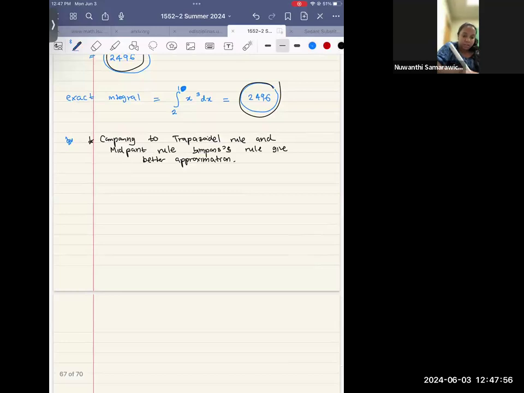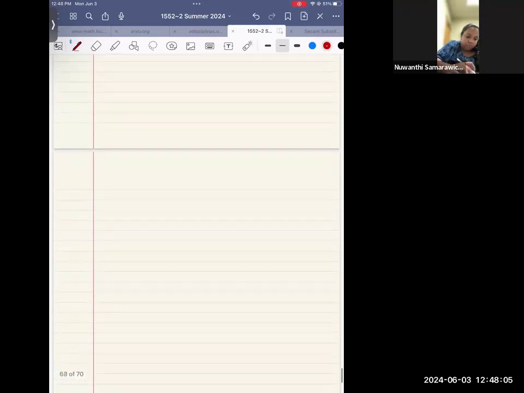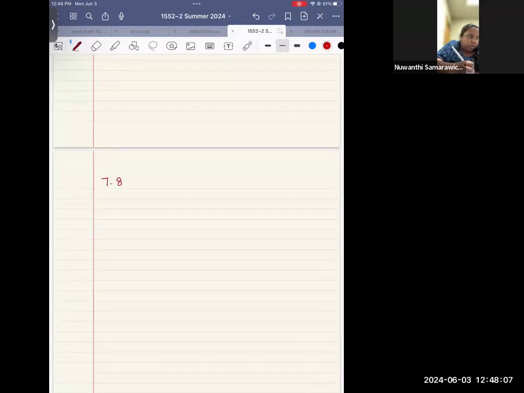So let's start the next one. That is, I think, 7.8, improper integrals. In this section, we are going to learn how to integrate these kinds of integrals.